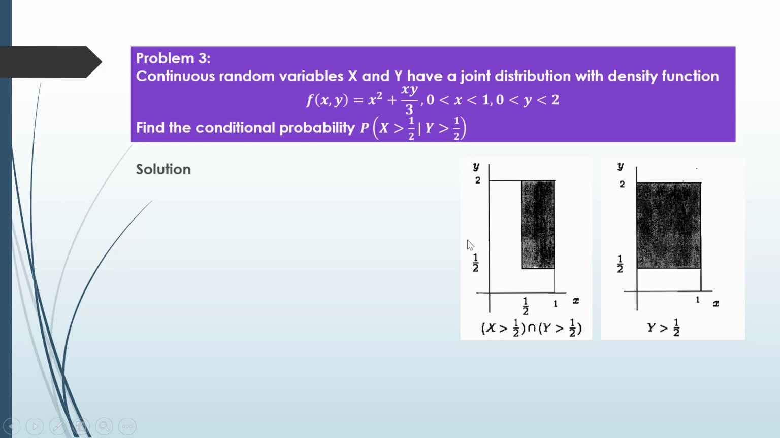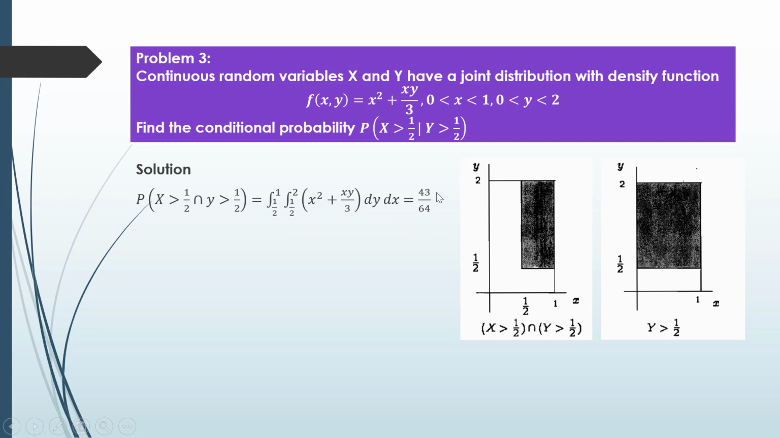So now first we find the probability that x is greater than 1/2 and y is greater than 1/2. So we have the integral from 1/2 to 1, 1/2 to 2 of the joint distribution dy dx, because y goes from 1/2 to 2 and x goes from 1/2 to 1.